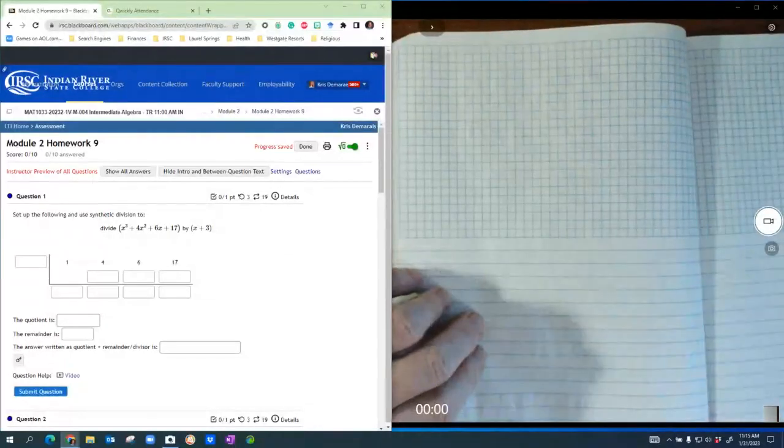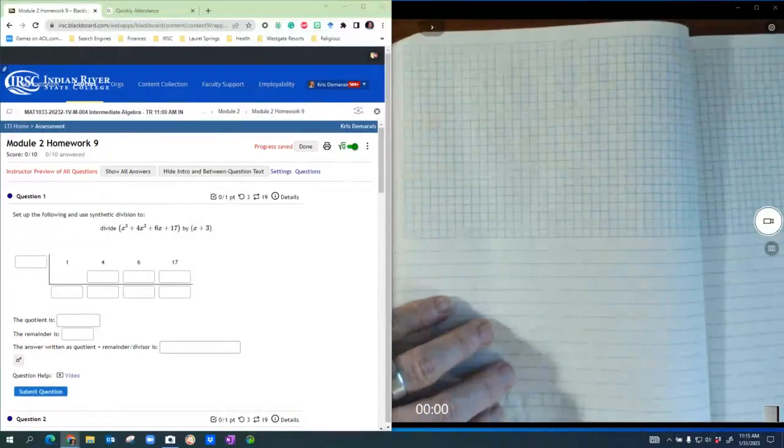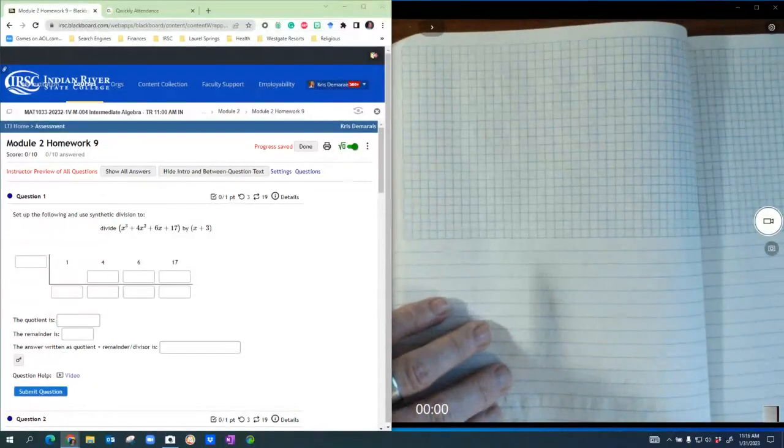All right, this is Module 2, Homework 9. We just looked at dividing with binomials into terms. Now we're going to do synthetic division.